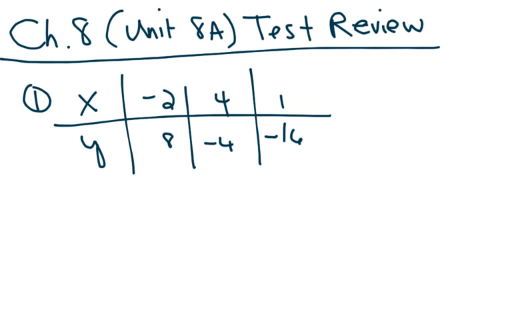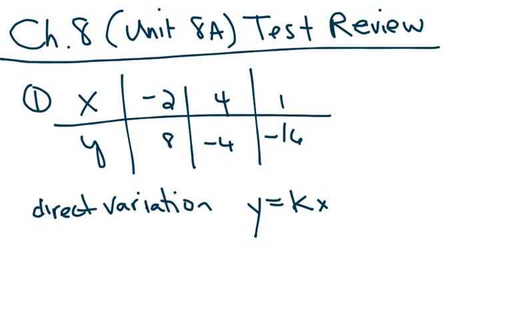inverse variation. Remember that direct variation is any set of data that follows the equation y equals kx, where k is found by dividing all the y values by their x values, and if they're all the same, then it's direct variation.